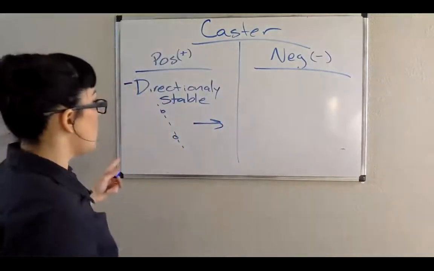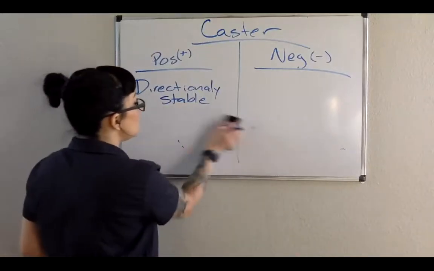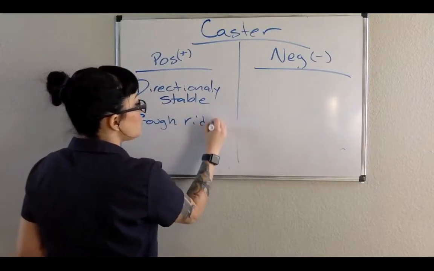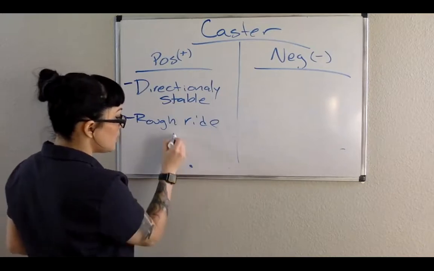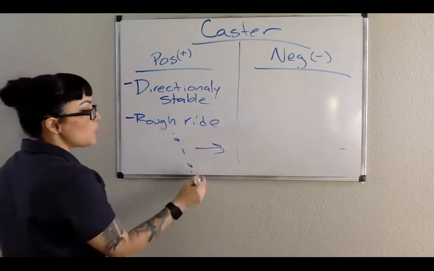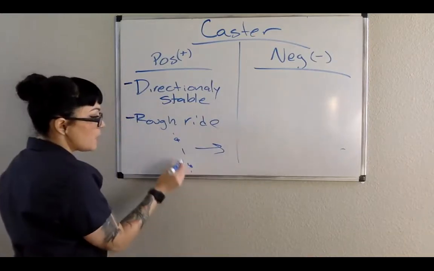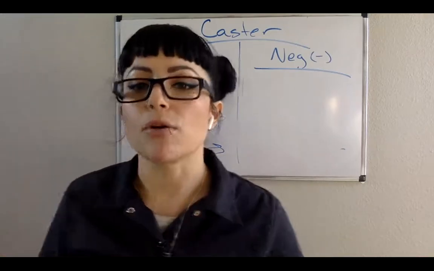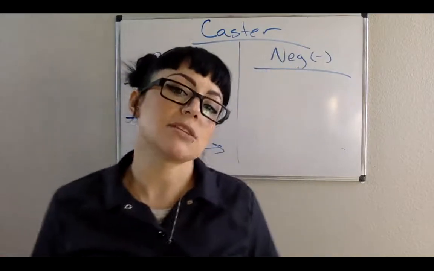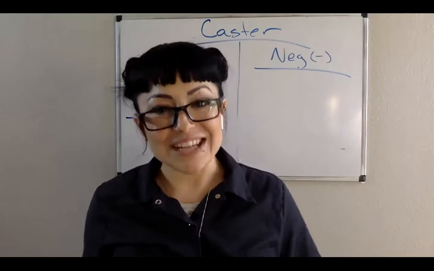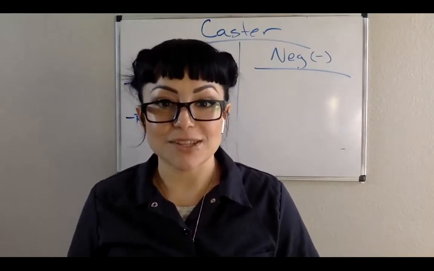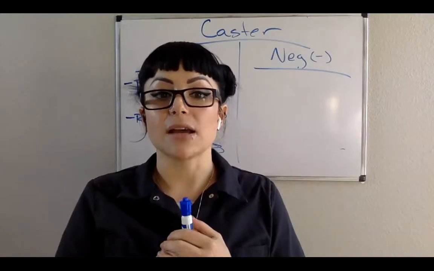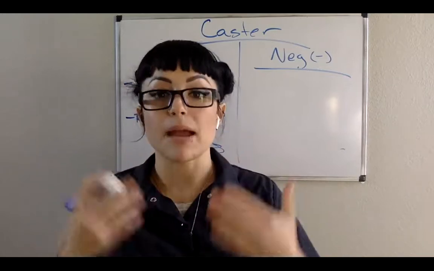So a downfall of positive caster is going to be that we have a rough ride. And the reason for that, again, here's our upper ball joint, our lower ball joint, and we're moving in this direction. When you go over a bump, all of that force is going to come back into the passenger compartment. And so you're going to feel everything in the road. Now, some of you guys might be like, man, I've driven BMWs and Audis and they're super comfortable. They have millions of dollars in R&D in their development of their suspension systems to maintain high caster numbers, as well as dampen some of that roughness coming back into the passenger compartment.